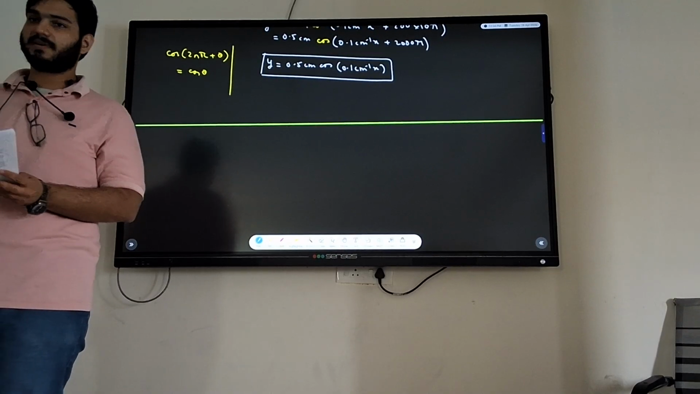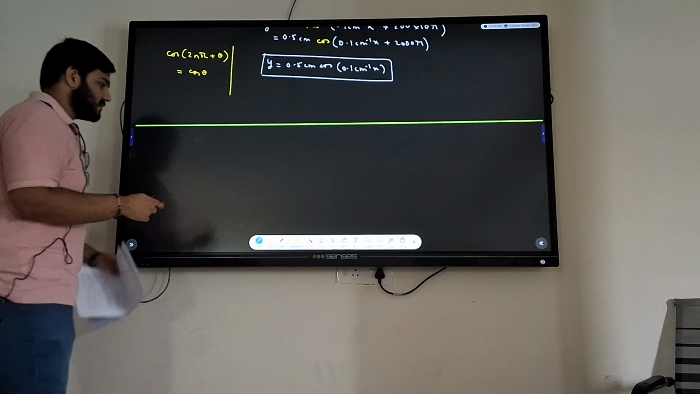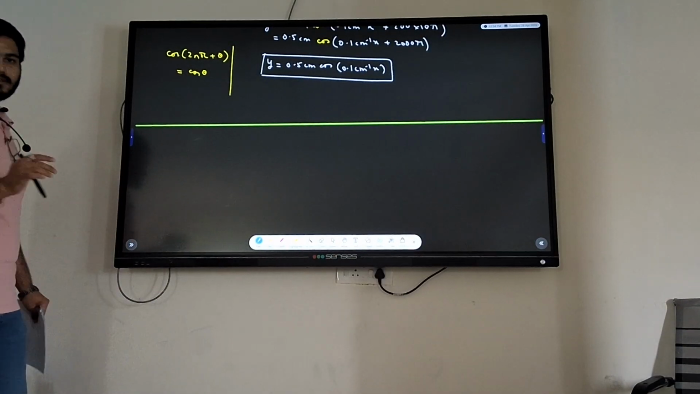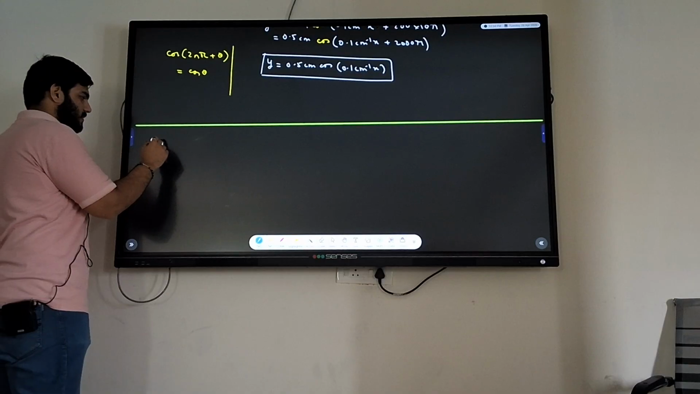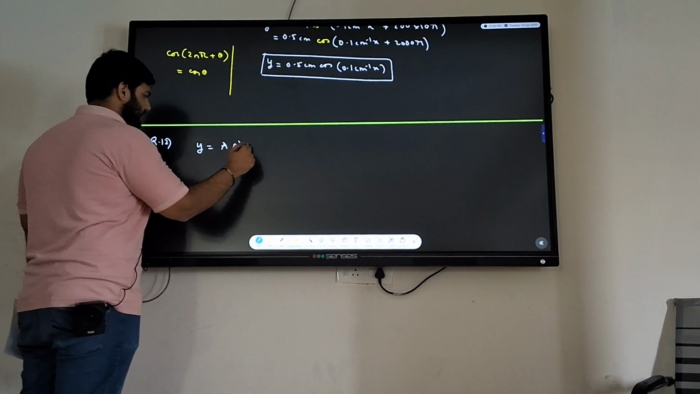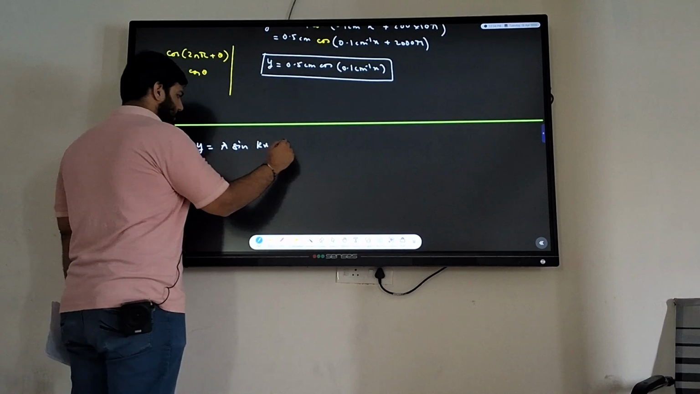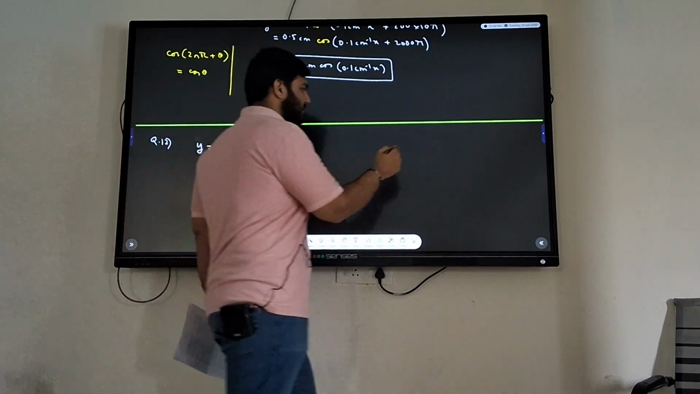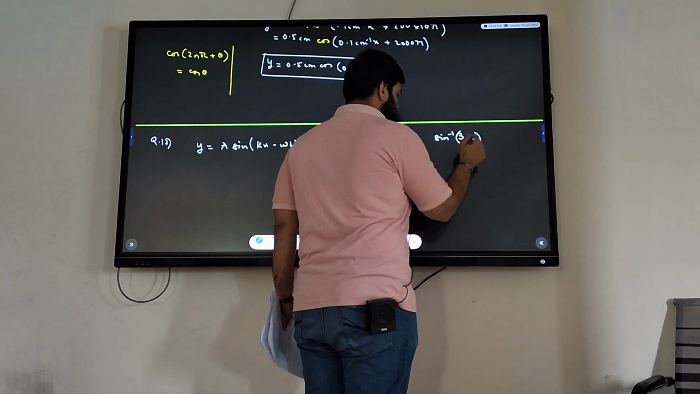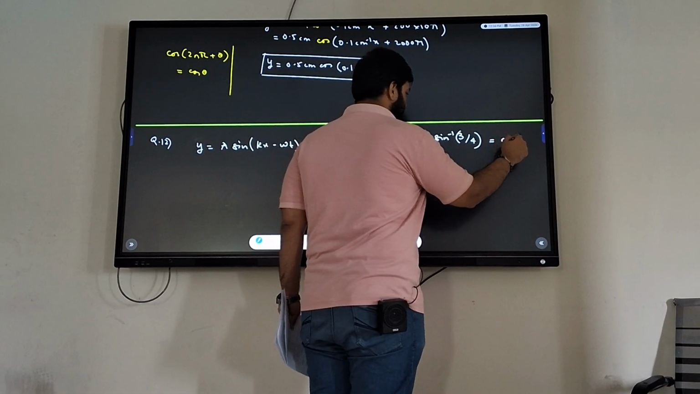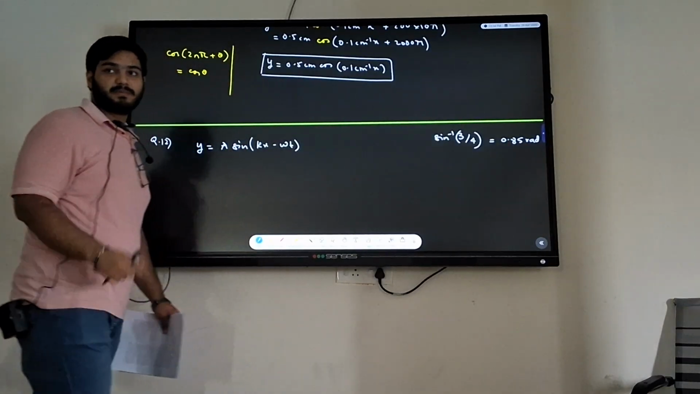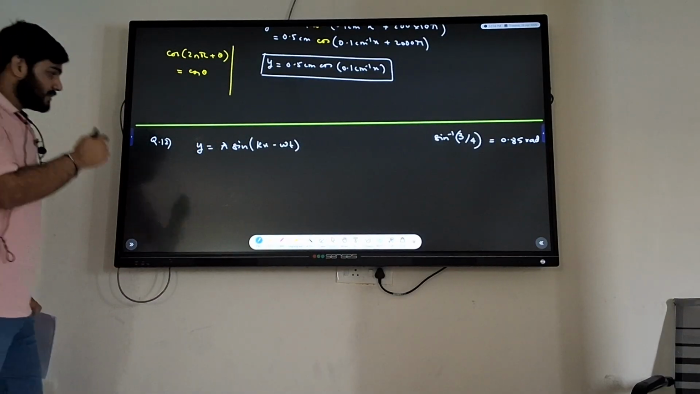Now they are asking to find the wavelength. So, what is the only equation that we know that relates x and y? Yes, y is equal to a sine kx minus omega t. And somewhere you will need this information as well. The sine inverse 3 by 4 is what? That's actually 0.85 radians. If you know this, you will be able to do it.